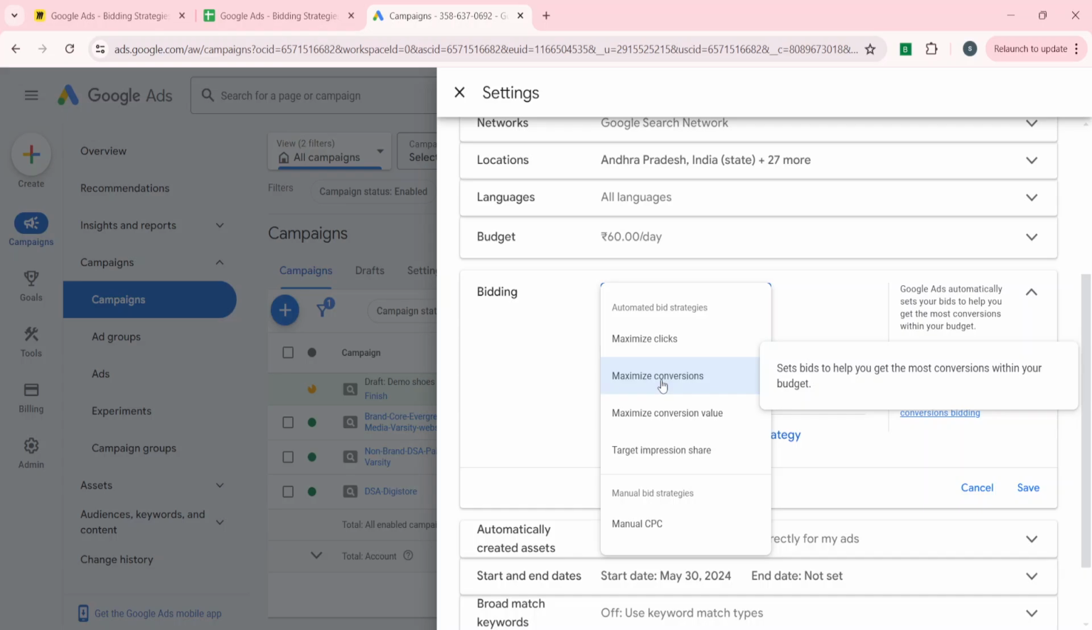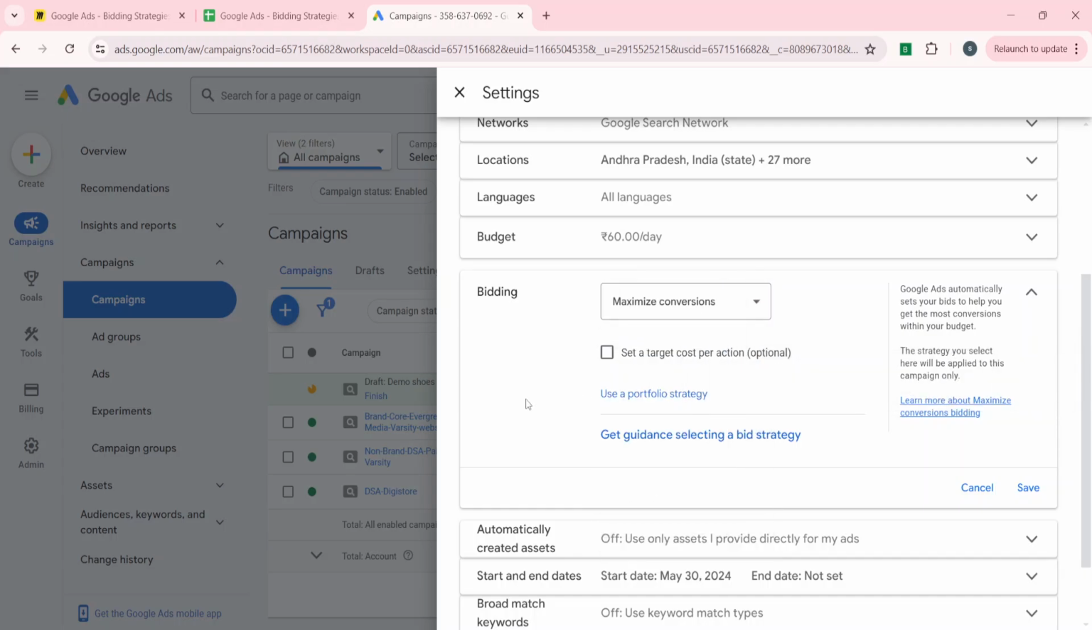Either it is lead form for lead businesses, or in case of e-commerce, it focuses only on the orders. It doesn't focus on the value of the purchase. So you can use it either for e-commerce or for leads, but you have to understand the core of this maximize conversions. If you are getting me right, what is this maximize conversions?